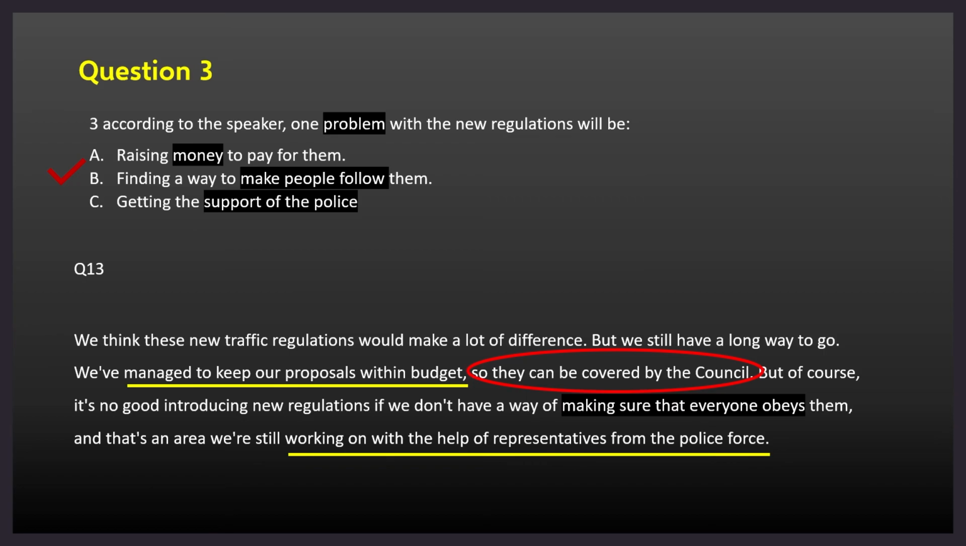So guys, be careful. All the choices will be stated in the listening. Somehow, by paraphrasing, synonym, antonym, somehow you will hear them. But only one of them is correct, and here choice B was correct.